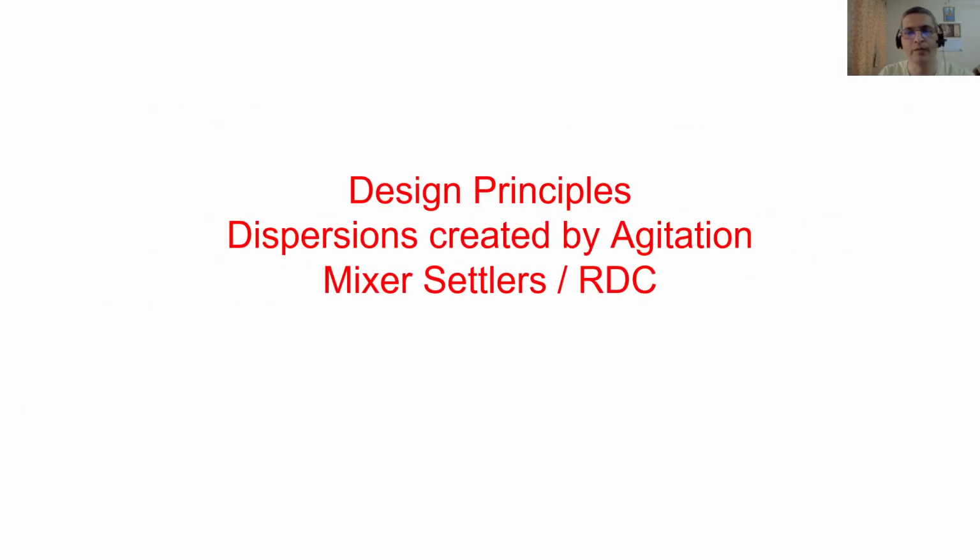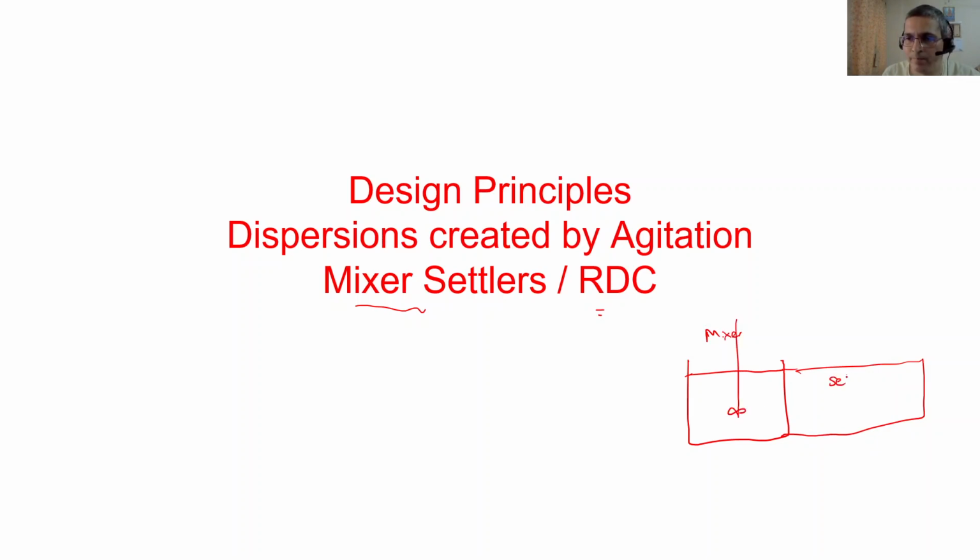So one of the things that we are going to start looking at is mixer settlers and rotating disc contactors. So mixer settler, if you see, let me draw. Suppose there is a mixer and there is a settler here. Mixer and settler. So the aqueous phase comes in, organic phase comes in. They are going to mix. If it's a continuous mixer settler, this aqueous phase is coming in continuously, organic phase is coming in continuously, dispersion is generated. This dispersion sort of overflows into the settler and then it flows into this gap, and then the aqueous phase goes towards the bottom and is separated, and the organic phase goes towards the top, and the organic phase is taken out from the top.